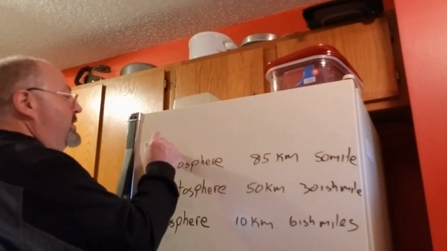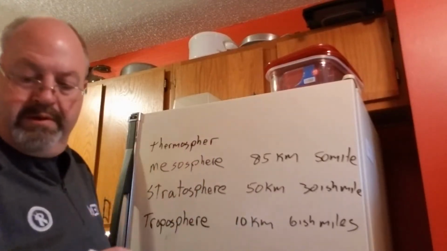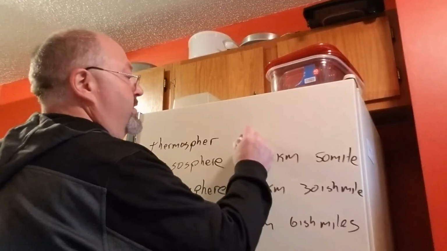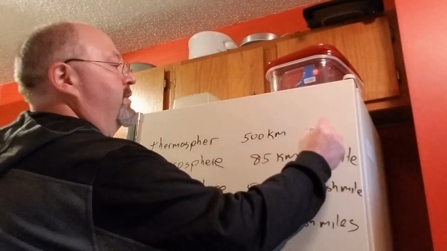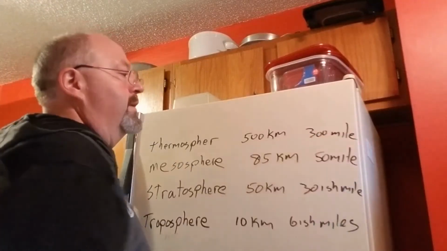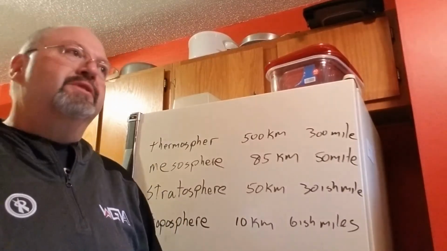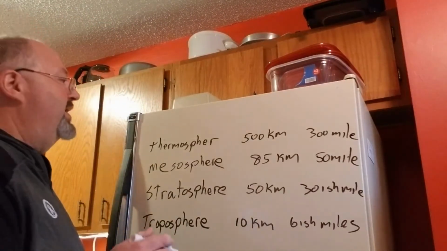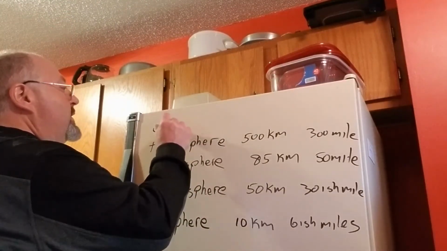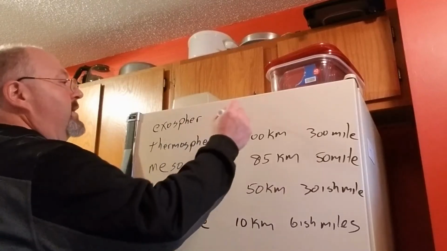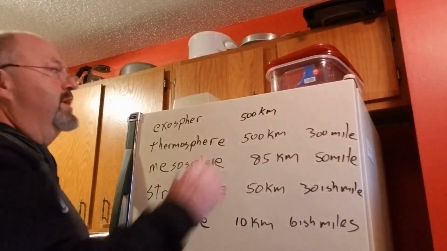Above that is the thermosphere, which extends up to about 500 kilometers. This is kind of the biggest, which is 300 miles. This is kind of the thickest layer of our atmosphere, with the possible exception of the last one, the exosphere, and that's everything above 500 kilometers until the atmosphere just stops.